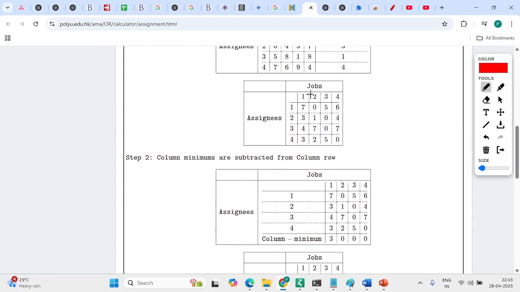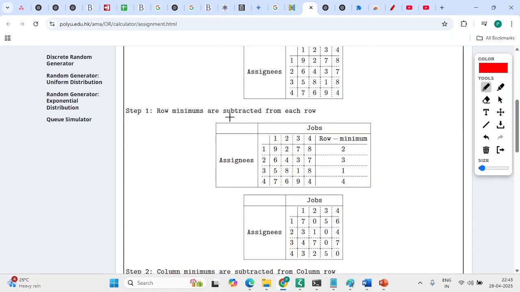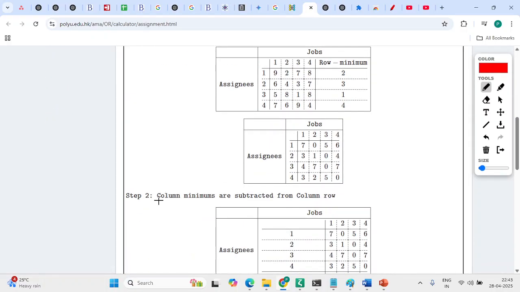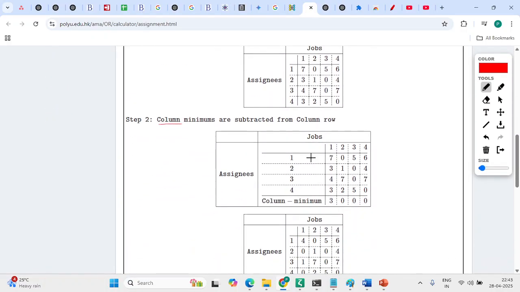After getting this matrix, what we did for rows, now we have to do for columns. So for each column, there are 4 columns again. This is the first column, this is the second column, this is the third column, and this is the fourth column. Now from each column we have to identify the smallest number. So the first column is 7, 3, 4, 3, smallest number is 3.